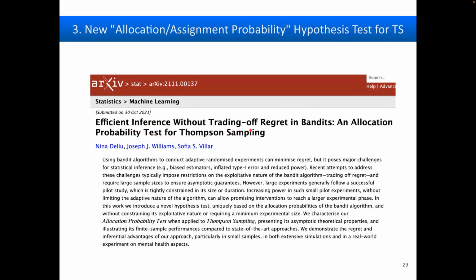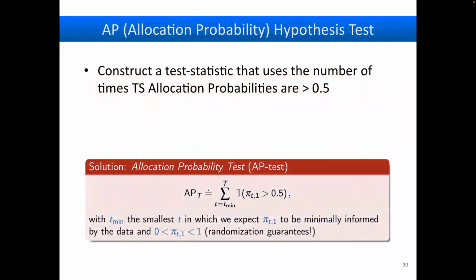And we're applying this to Thompson sampling because it's one of the most widely used algorithms, and it's very intuitive and natural for practitioners as well as scientists. And so it counts the number of times the Thompson sampling allocation probabilities for an arm are above 0.5. So just sum up, for the number of batches you have or assignments, how many times is that above 0.5?